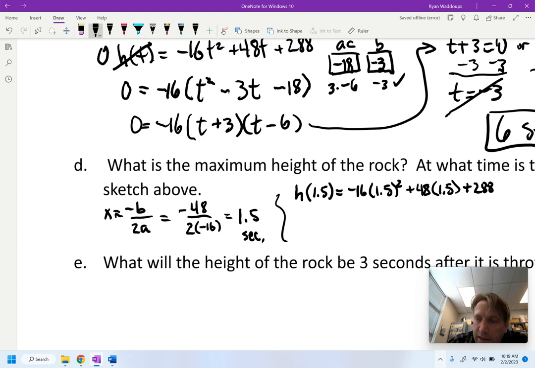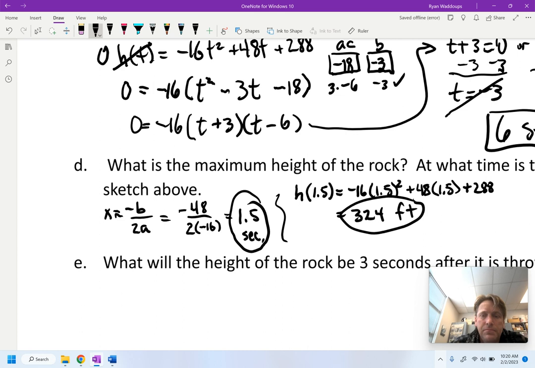And then this, I can just plug that into my calculator. So do that. Negative 16 times 1.5 squared plus 48 times 1.5 plus 288. When I hit enter, this comes back with 324. And once again, this is the height, so this is feet. So 1.5 and 324 feet.